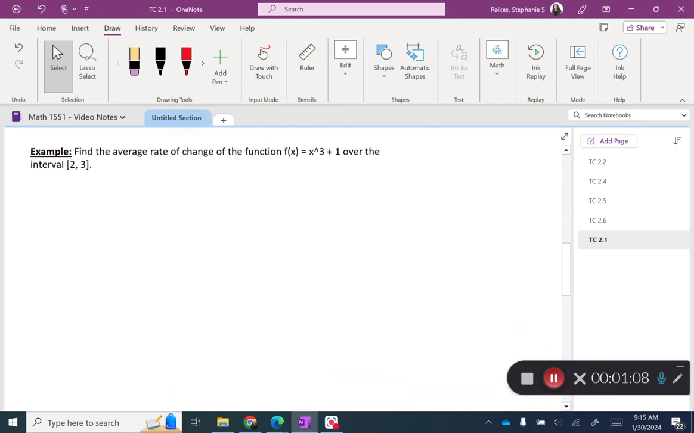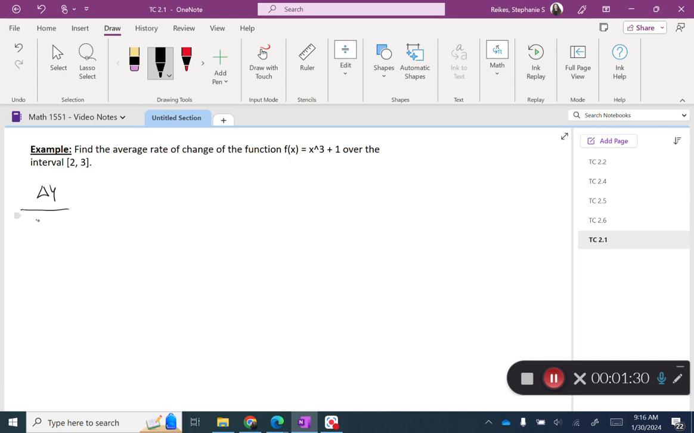Let's take a look at an example. Let's find the average rate of change of the function f of x is equal to x cubed plus 1 over the interval from 2 to 3. To find the average rate of change, again, it is going to be the change in y over the change of x, which is equal to f of x2 minus f of x1 all over x2 minus x1.